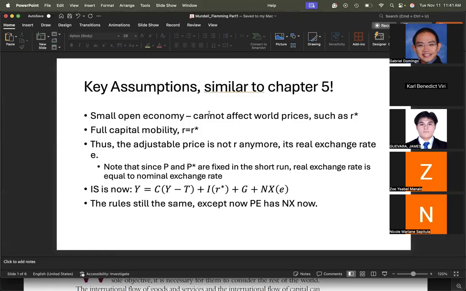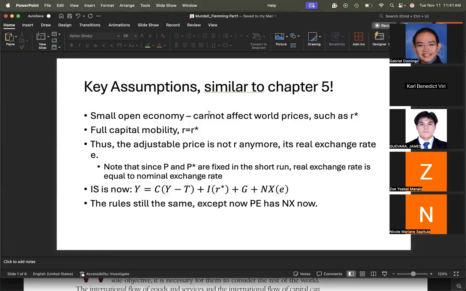Okay, so any questions about that? R being nominal versus real, and E being nominal and real. In this case, they're all the same. Let me pause there to make sure that everyone is following. Okay, so it's very, very simple, right? The nominal and real distinction is gone because prices are fixed.